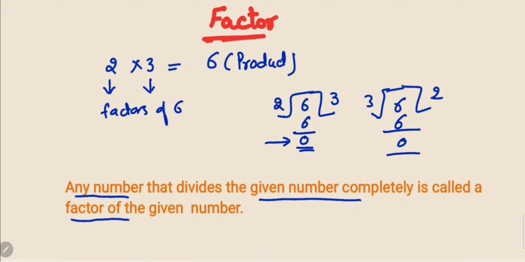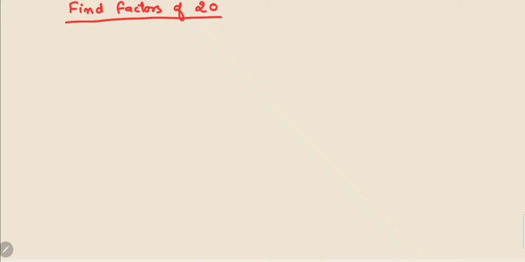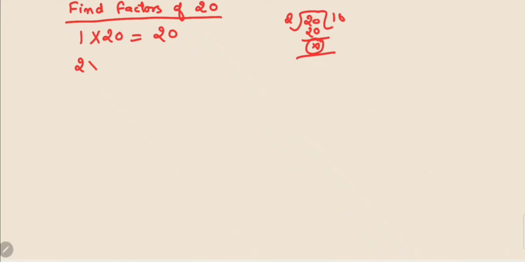Now, let's see how to find factors of a given number with a few examples. First question is find factors of 20. For that, what you have to do, if I multiply 1 with 20, I'll get 20. That we all know. Now, start dividing 20 with 2. If I divide 20 with 2, my answer will be 10 and remainder is equal to 0. So, it means 2 into 10, I'll get answer 20.